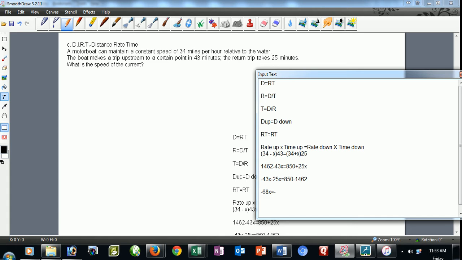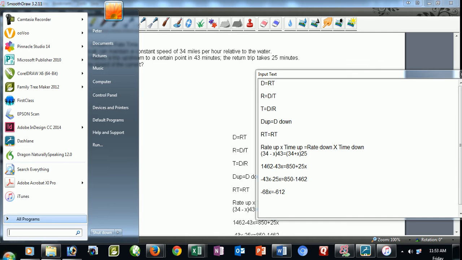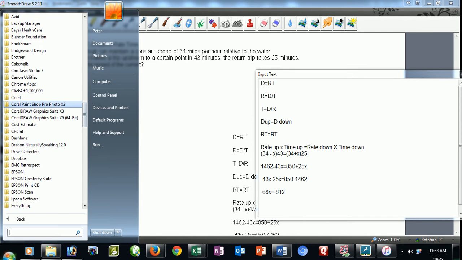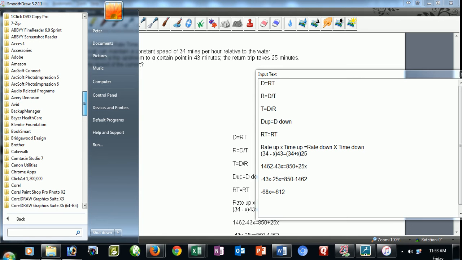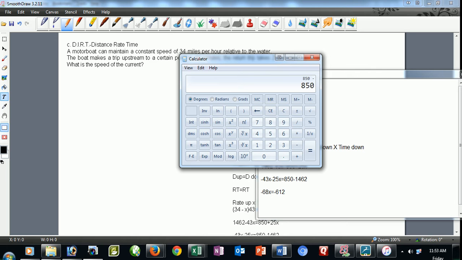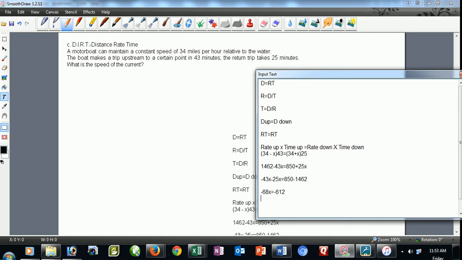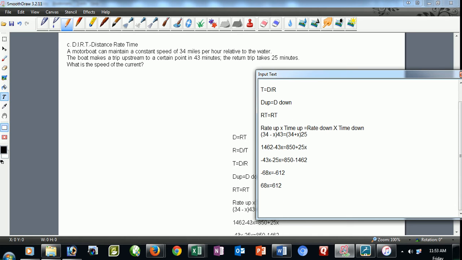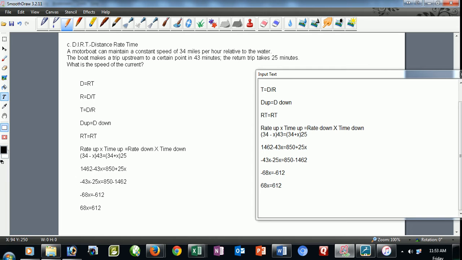Let's check the calculator to make sure I'm all right. 850 minus 1,462 is negative 612. You know me, never divide by what? A negative sign. So what am I going to do? Red light, change them both. Don't forget your x. What are you going to divide by now? 68.